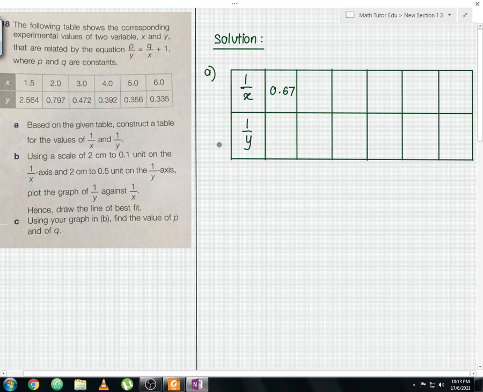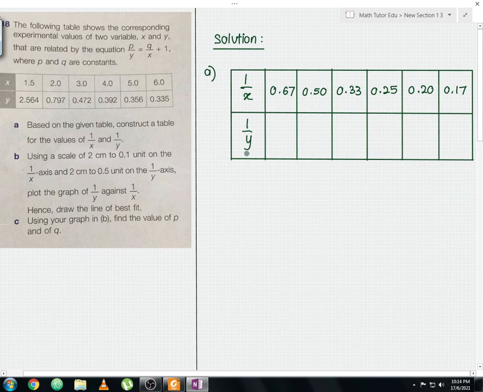Okay guys, so continue with 0.50, and then 0.33, 0.25, 0.20, and then the last one 0.17. Okay, so these are the values for 1 over x. Okay, continue for 1 over y.